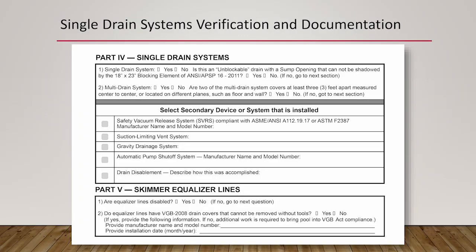So we're going to go back to our form now, and this is on page 2, I believe, the back side of this. And so part 4, single drain systems. So number 1 is the single drain system, yes. Okay, we only got one. Now what? Is it unblockable with a sump opening that cannot be shadowed by the 18 by 23 blocking element? So if it's unblockable, then you say yes, and you're done. Okay, if it's a single unblockable, you're done.